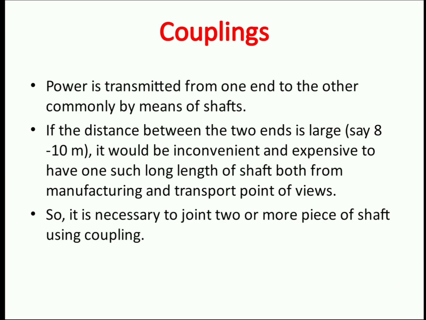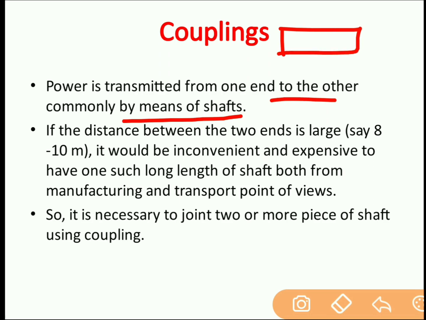Now let us understand coupling in detail. Power is to be transmitted from one end to other end commonly by the means of shafts. So shaft is an element which is used to transmit the power from one end to the other end. Let's say one end is connected to the machine and other end is connected to the electrical motor. So the power is to be transmitted from motor to the machine, and in order to transmit the power we are using shaft.